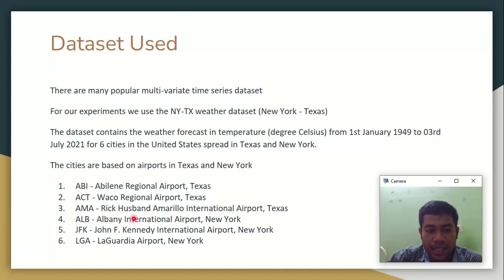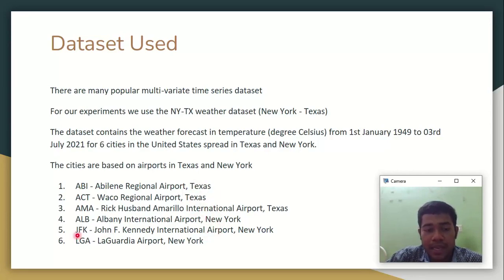And the next 3 is Albany International Airport, John F. Kennedy International Airport, and LaGuardia Airport, which are based in New York. So we have particularly chosen this dataset because in the models part, we will show that those particular cities which belong to the same state are going to affect the weather of each other more as compared to those cities which belong to different states.